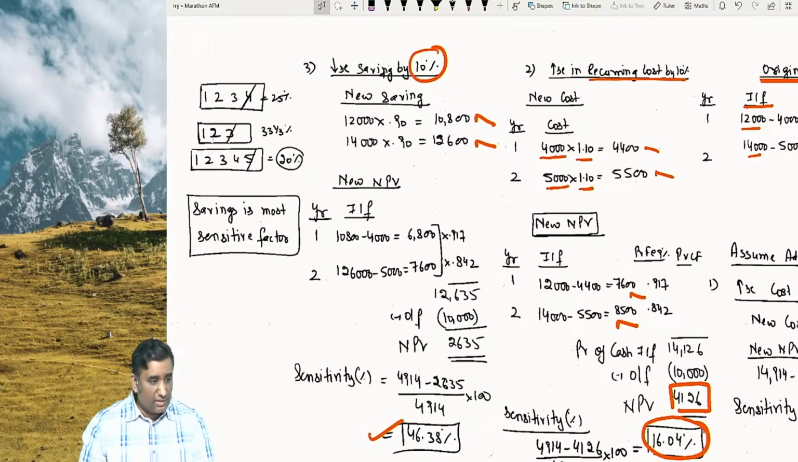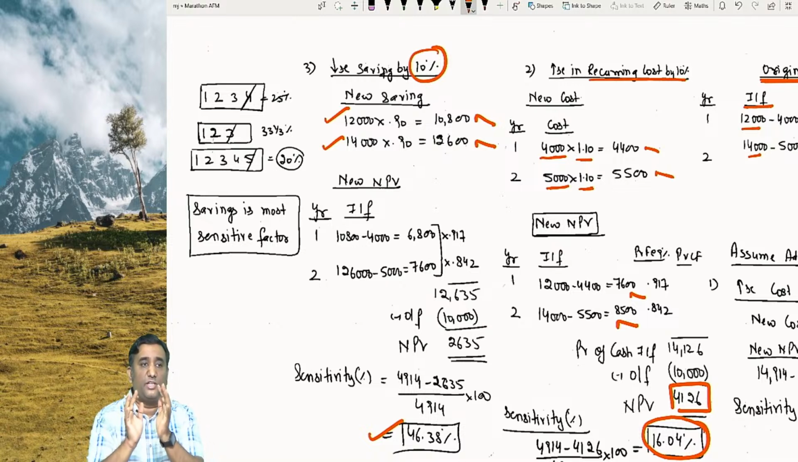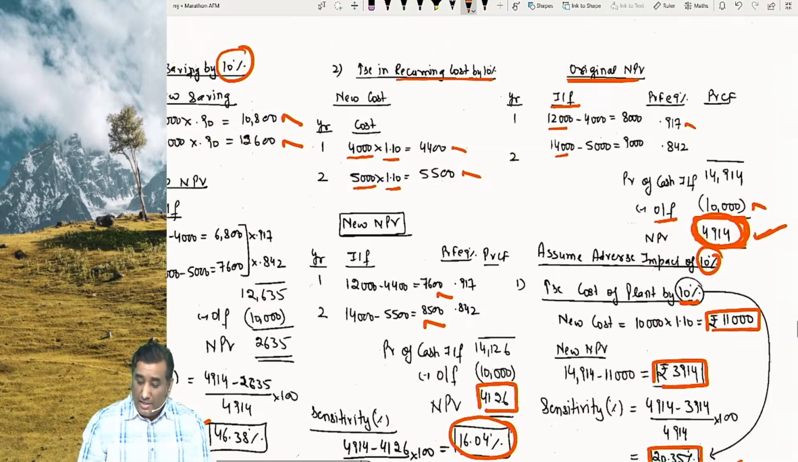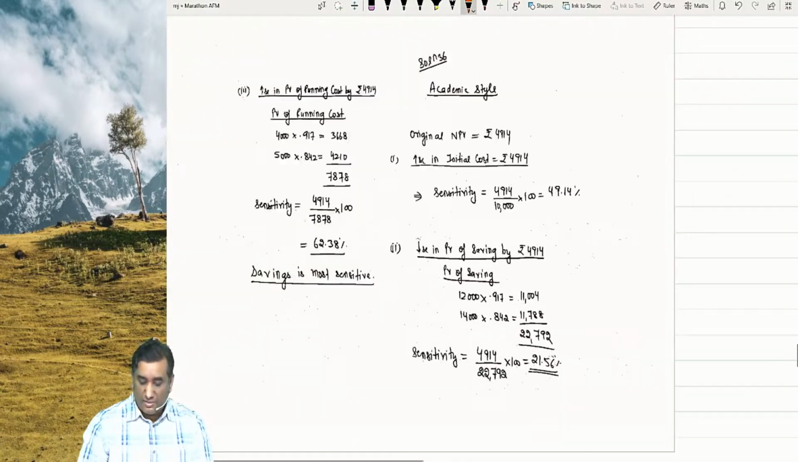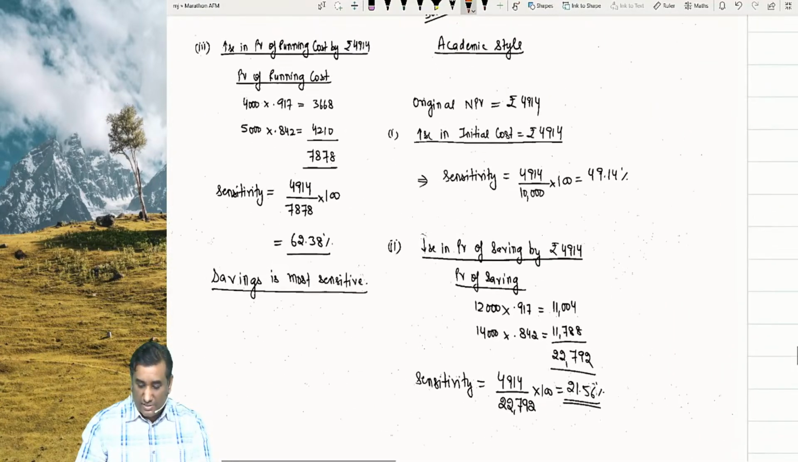Anyone calculated the present value of saving? Only the present value of saving. Let's calculate it. 12,000 into 0.917 plus 14,000 into 0.842, that is 22,792. If my present value of saving is 22,792, in that I have to change 4914. How much percentage change? 21.56. Understand what I am saying?